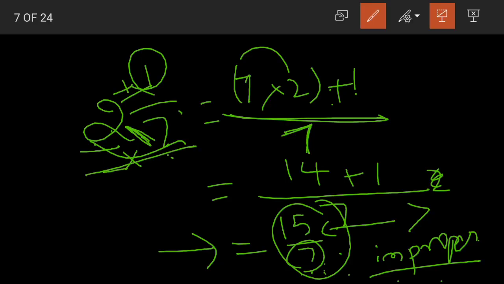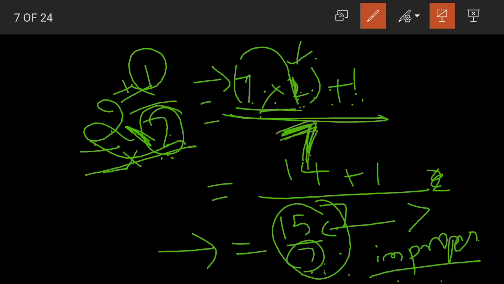Why? Because look here, we are multiplying the denominator with the whole number part and then adding. So when we multiply the denominator, this becomes the numerator, right? When we multiply with any number, its value will always be more than the denominator, except for one.